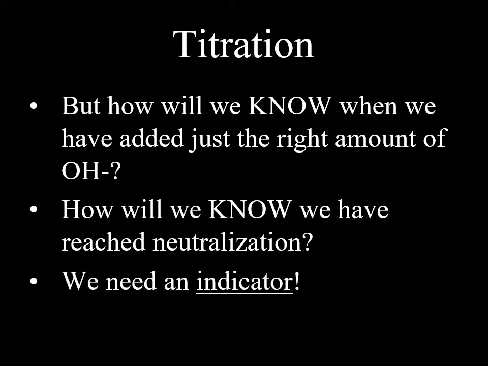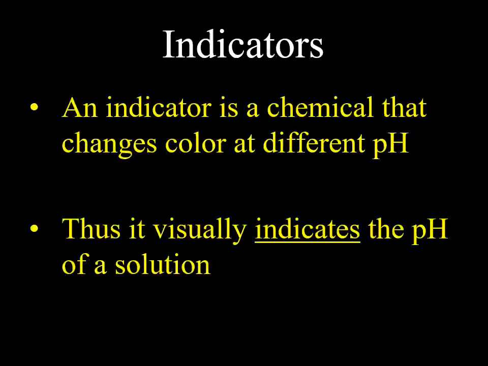Well, you're going to need an indicator. And we've talked about pH indicators already. An indicator is a chemical that changes color at different pH, thus it visually indicates the pH of the solution. So when the pH reaches neutral, we're going to choose an indicator that will turn to a different color at that correct pH so that we know we've hit the end point.